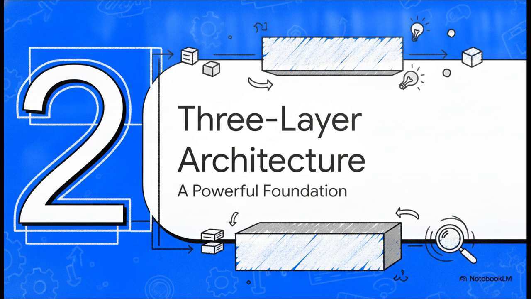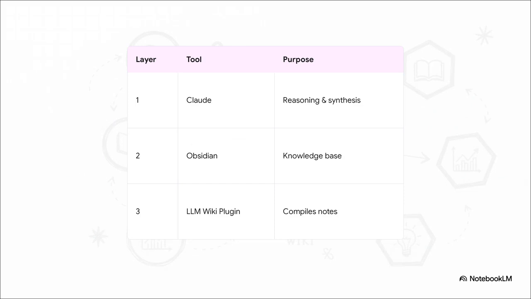All right, let's move to Section 2, the three-layer architecture, a powerful foundation. To actually solve this problem, we rely on a really clever three-layer architecture. First up, we have Claude, which handles the heavy lifting: reasoning, synthesis, and writing. Second, we use Obsidian. That acts as your permanent local markdown knowledge base. But the true magic, the real game changer here, is the third layer, the Karpathy LLM Wiki plugin. This acts as the ultimate compiler. It continuously takes your notes and weaves them into an interconnected wiki instead of just falling back on traditional RAG retrieval. This trifecta right here is what powers the entire paradigm shift.